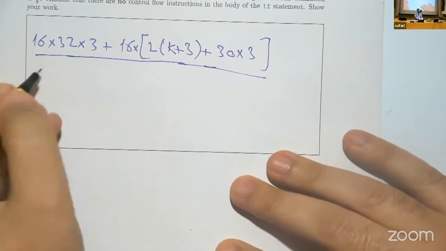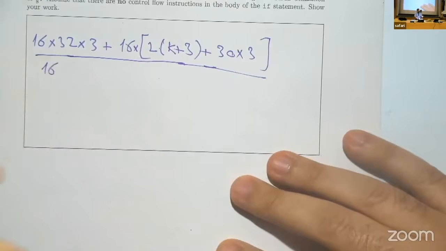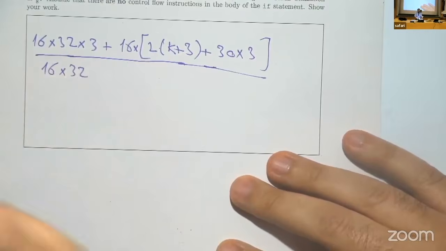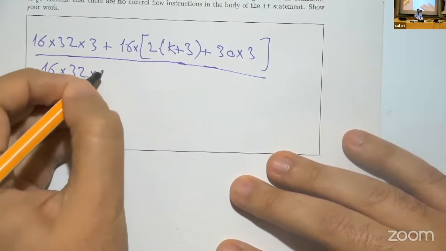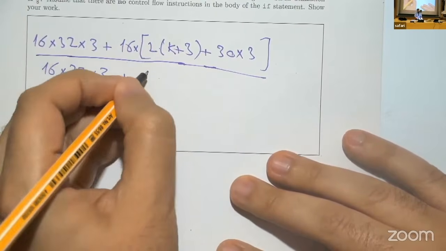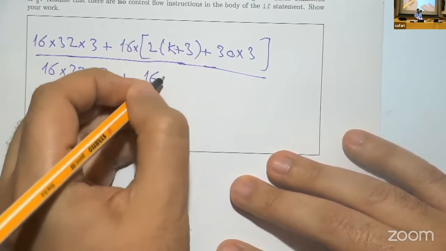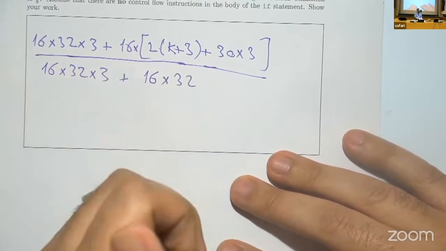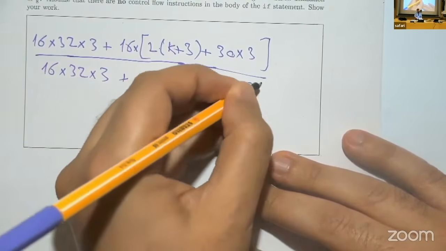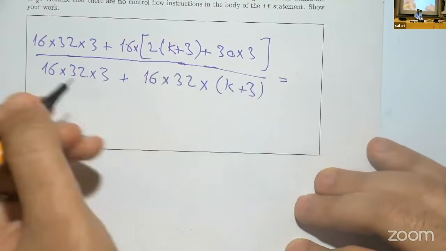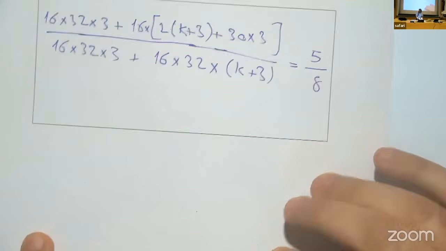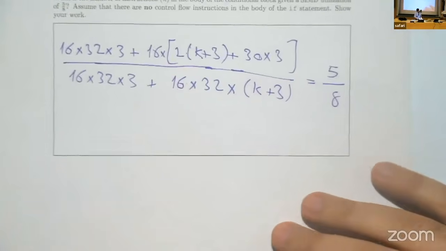And here we say, okay, we have the last 16 warps, each of them has 32 threads, and all of them run 3 instructions. But the difference is here. So we want to have 16 warps, each of them 32 threads, times k plus 3. So this equals 5/8. Then we need to solve this equation.